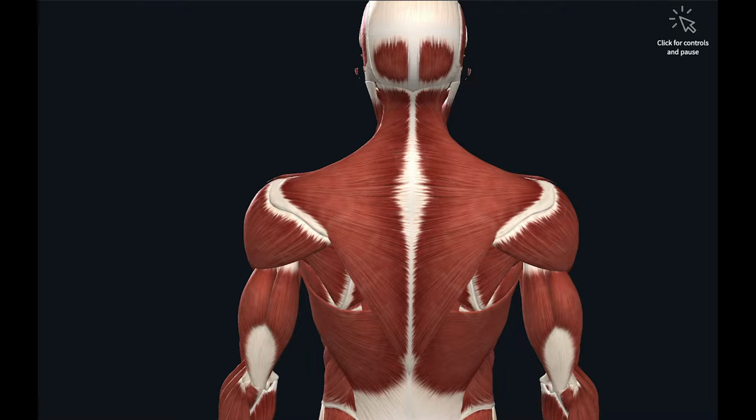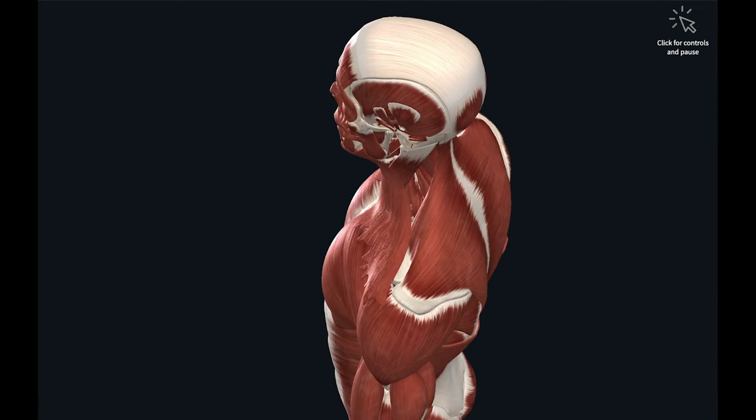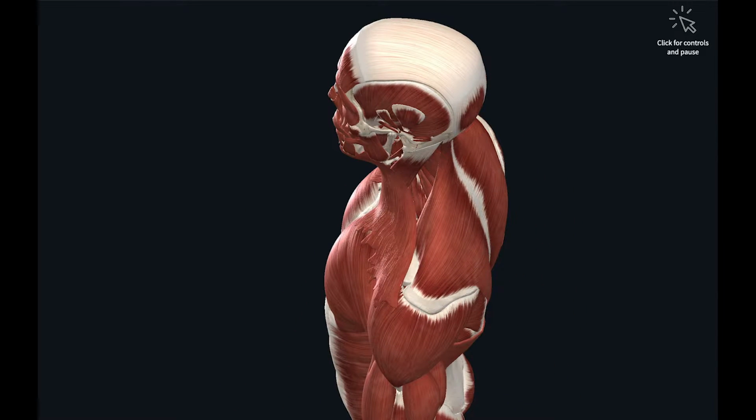It is a big trapezoid-shaped muscle, and its point of origin is along the back of the skull, this white line here, which is called the ligamentum nuchae, and the spinous processes of T1 to T12. And its insertion will be on the lateral third of the clavicle, the acromion, and then the spine of the scapula.